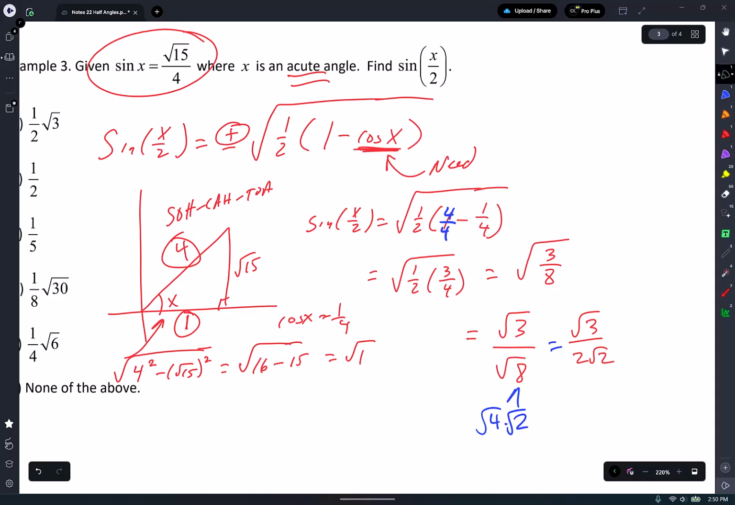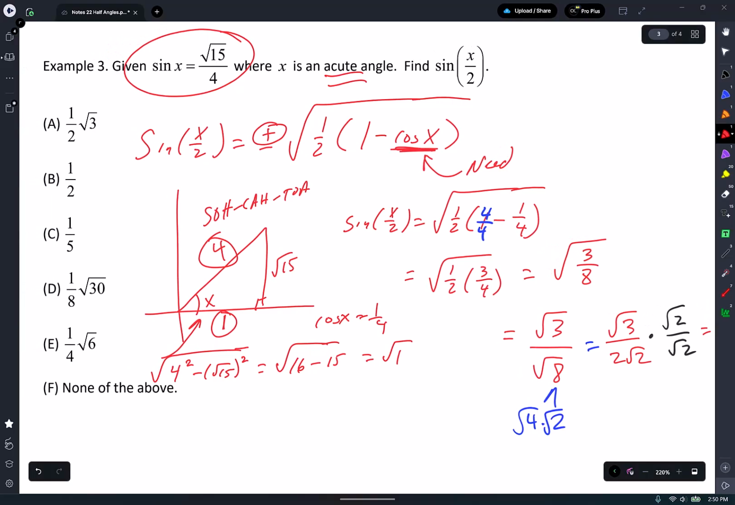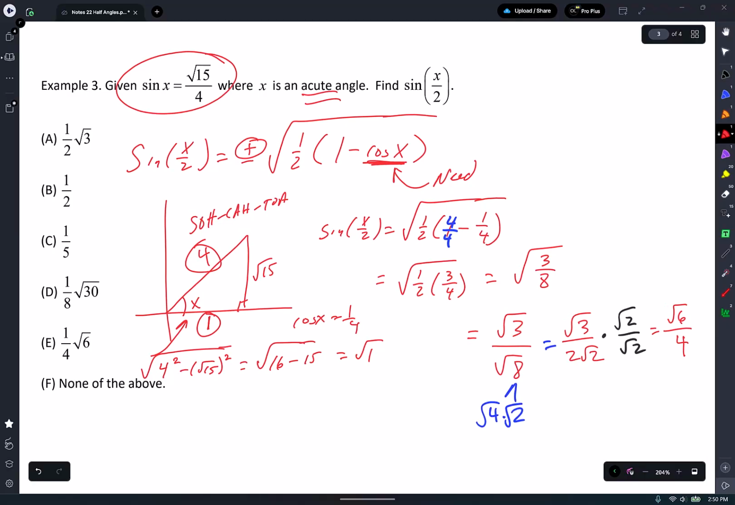All we got to do is rationalize it. Multiply by square root of 2 over square root of 2, which is the same thing as 1, so nothing changes. So square root of 6 over, and then 2 times 2 is 4. Square root of 6 over 4. Why do they write it like that, as 1/4 square root of 6? I don't know, guys. Maybe that's just their program, their algorithm. They could have written it as square root of 6 over 4, but it's not a big deal.